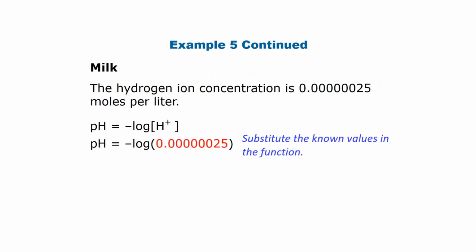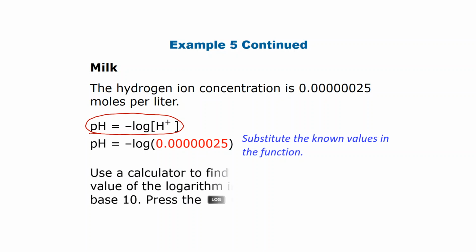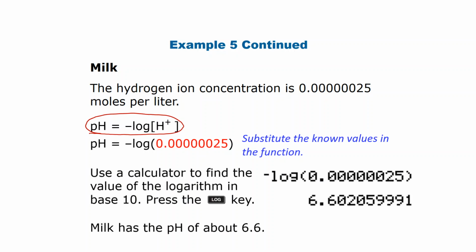In order to do this, we're going to take our formula for pH, which is negative log of the hydrogen concentration. Just put that in your calculator. You can just type in negative and then log, and then put that number in. When you do, you end up getting 6.6. So milk has a pH of about 6.6.